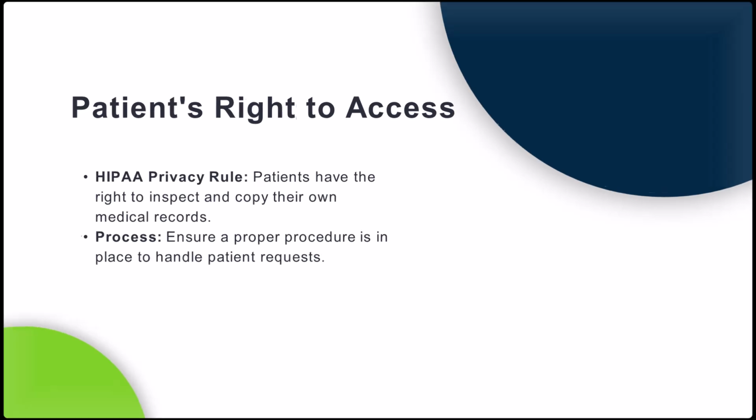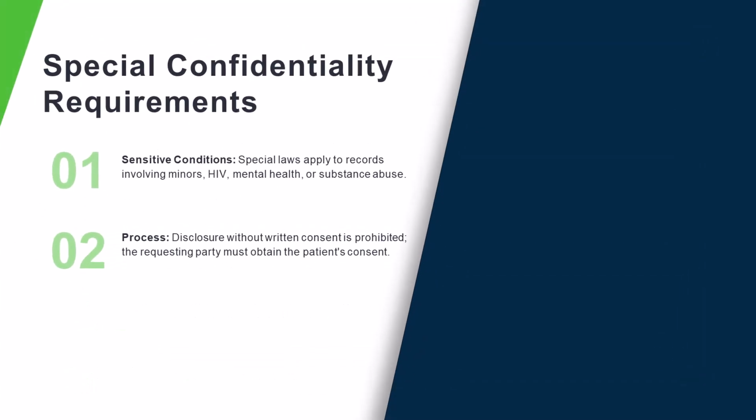Certain medical conditions, such as minors, HIV status, mental health, and substance abuse, require special confidentiality protections. These records cannot be disclosed without specific written consent from the patient. If you're unsure whether certain information can be released, consult with your legal team or professional liability carrier before proceeding.